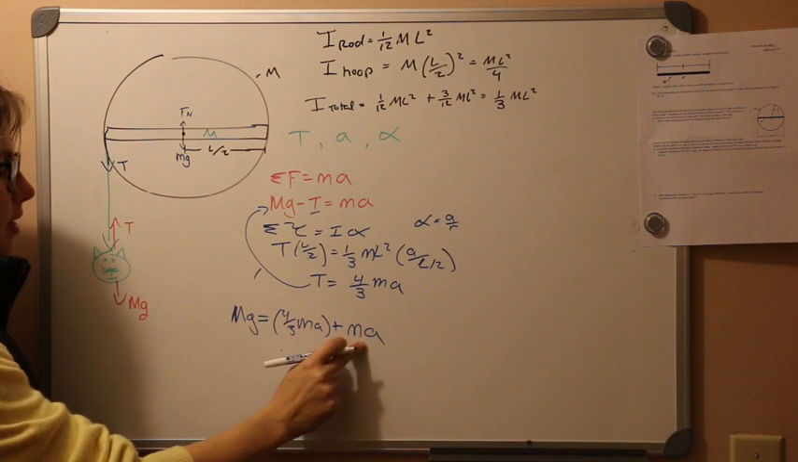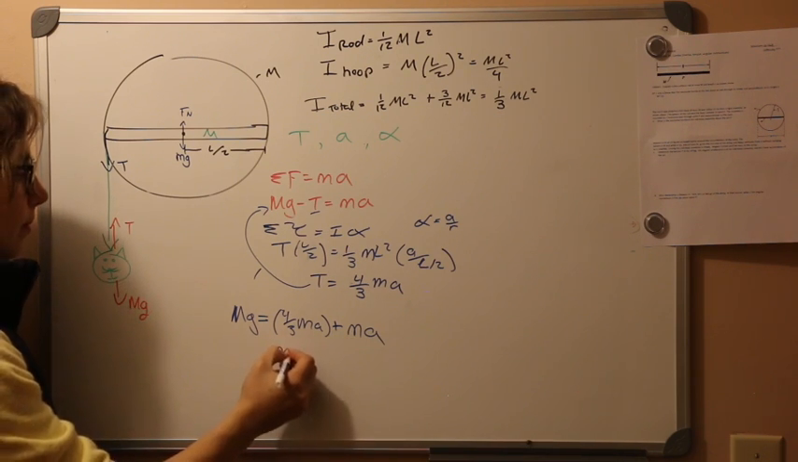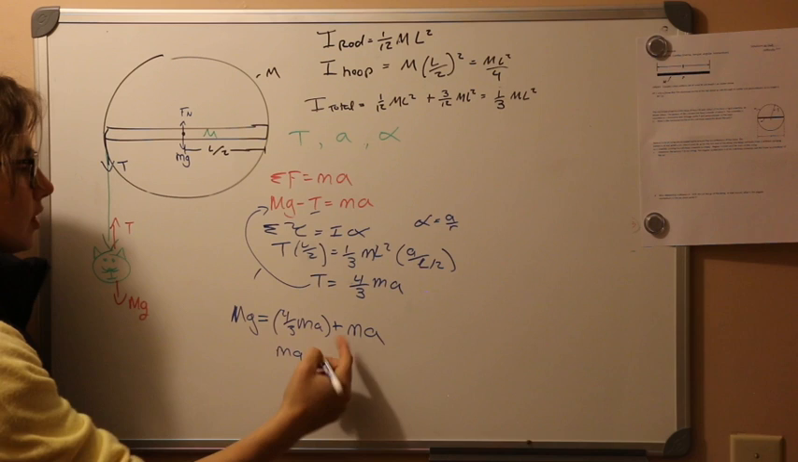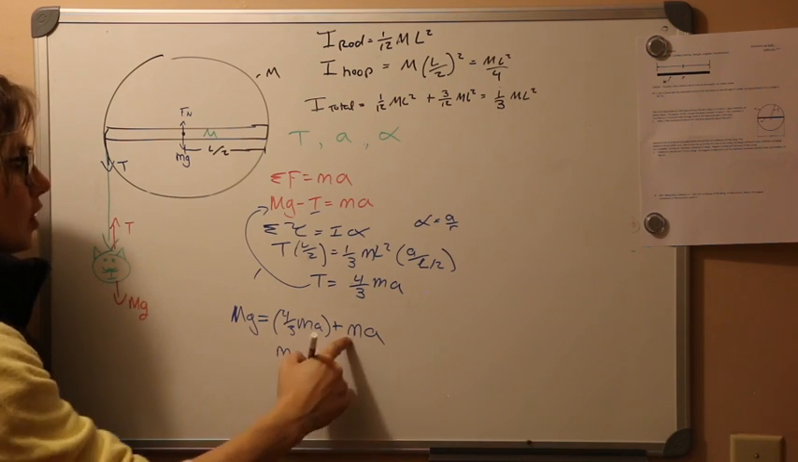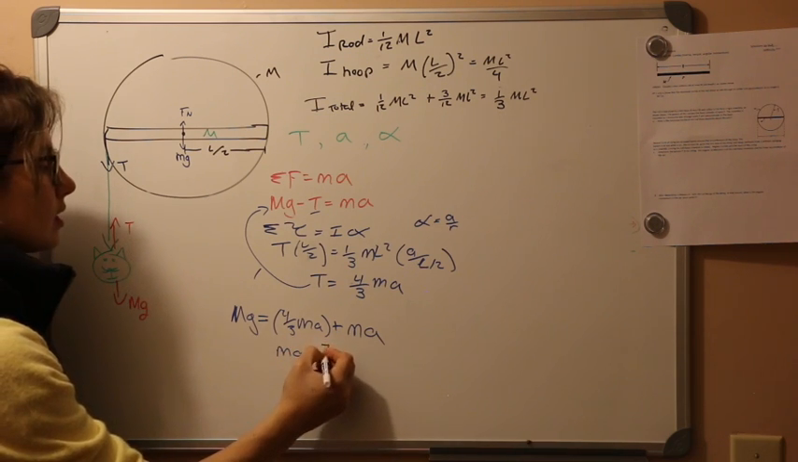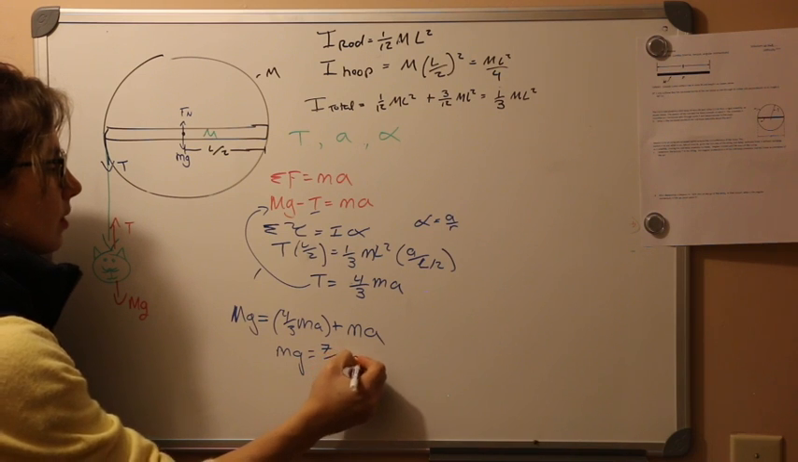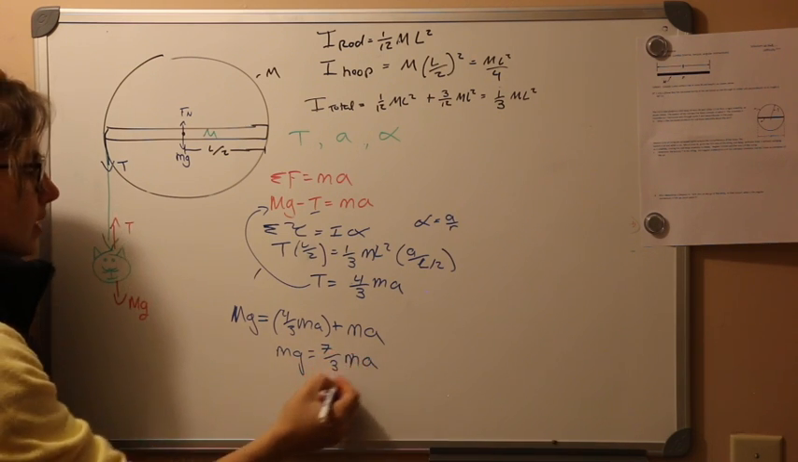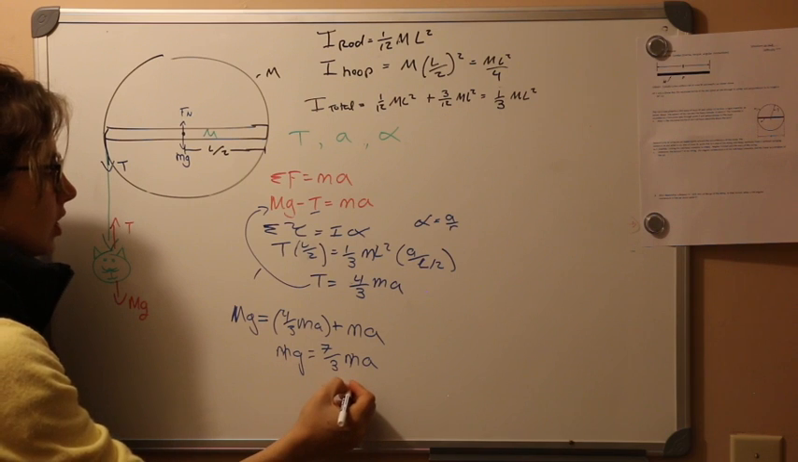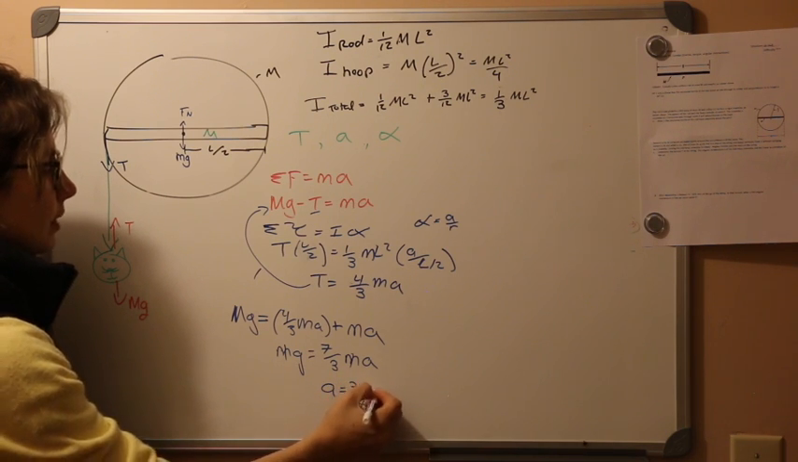Now we have 4/3 ma plus more ma. So 4/3 plus 1. That's 4/3 plus 3/3. So that's 7/3 ma. Our M's cancel. We discovered that our acceleration is 3/7 of gravity.